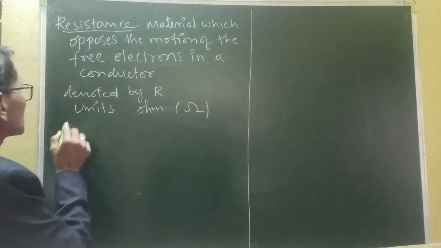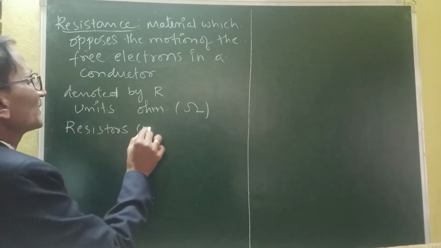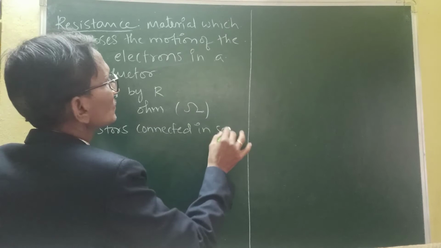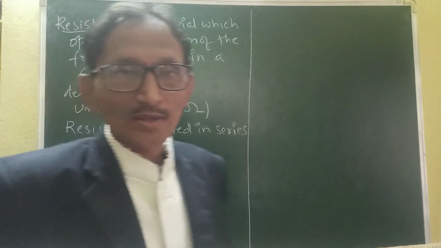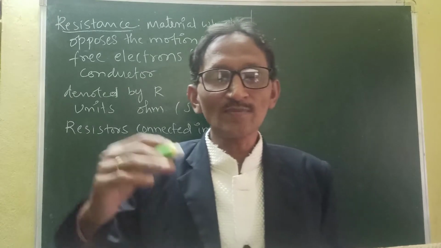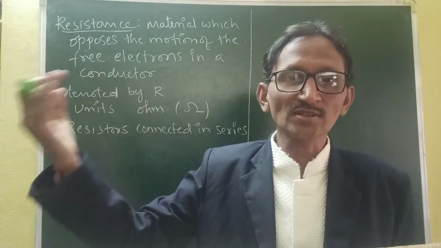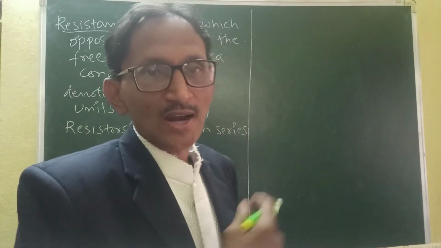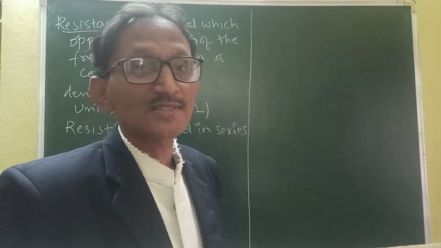So let us see resistors connected in series. Series connection means one end of a resistor is connected to the other resistor. The second resistor's end is connected to the third resistor, and the third resistor's end is connected to the fourth resistor, and so on. Such a combination we are calling resistors connected in series.